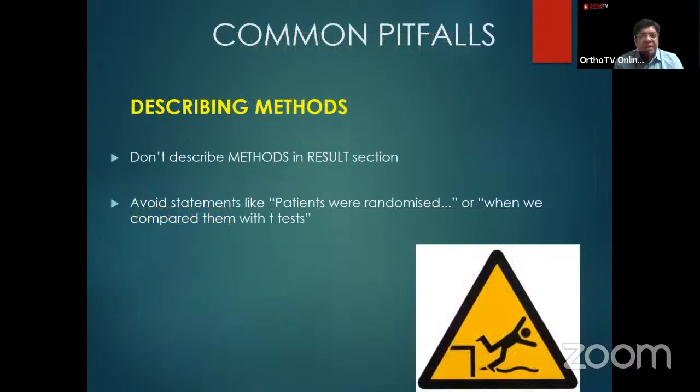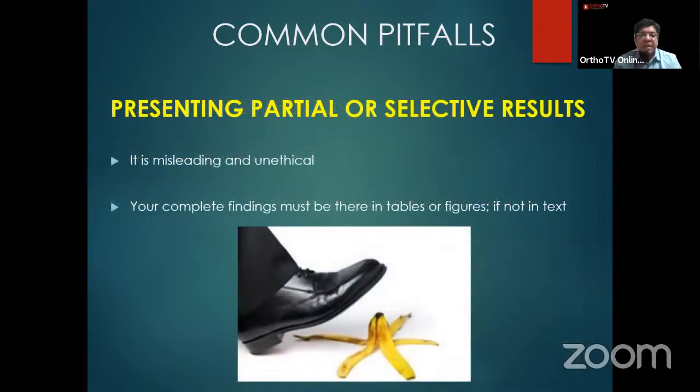So don't describe methods. A lot of people start describing data collection methods again in the results section. You don't have to describe them. Avoid statements like patients were randomized and things like that. Those are part of material and methods and your study design, not part of your results. Your results section is only focused on your results.